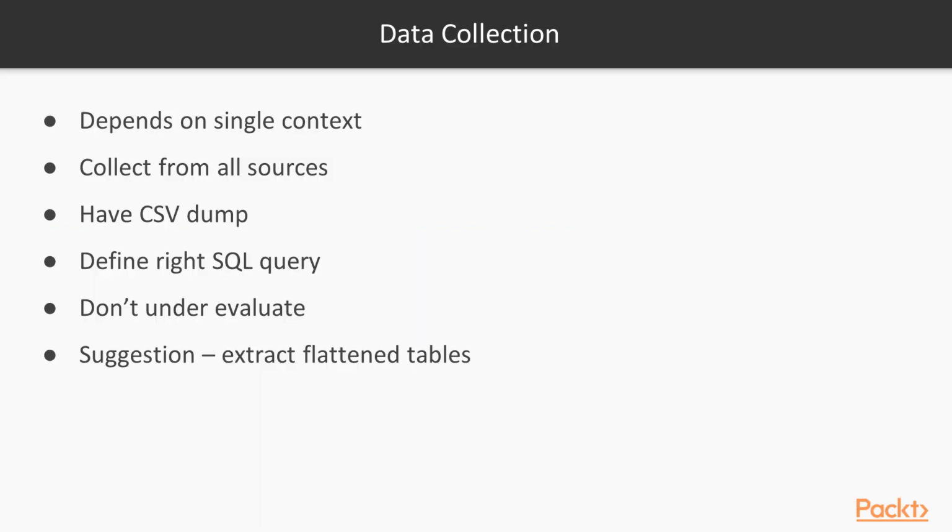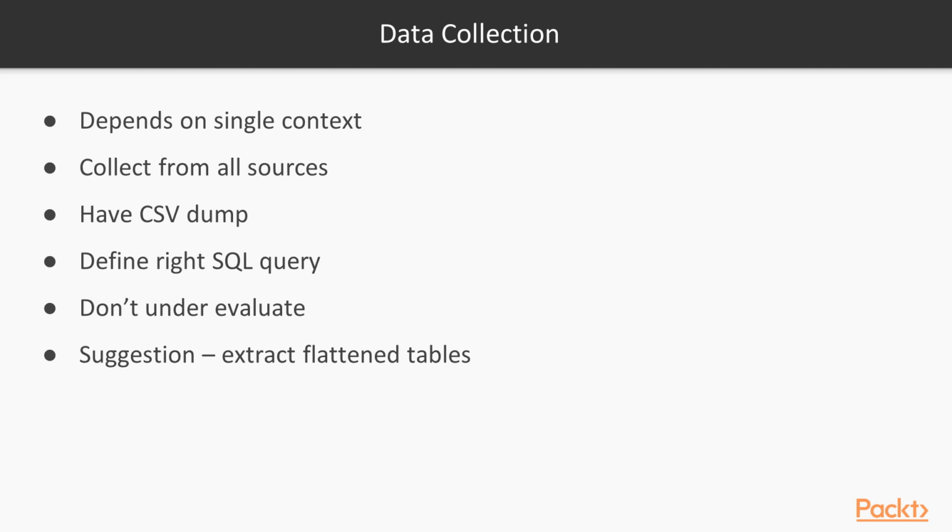The first step is data collection. It is always the most generic because it depends on every single context. However, before working with any data, it's necessary to collect it from all the sources where it's stored. The ideal situation is to have a comma-separated values (CSV) dump that can be immediately loaded, but more often the engineer has to look for all the database tables, define the right SQL query to collect all the pieces of information and manage data type conversion and encoding. It's important not to underevaluate this stage because it can be much more difficult than expected.